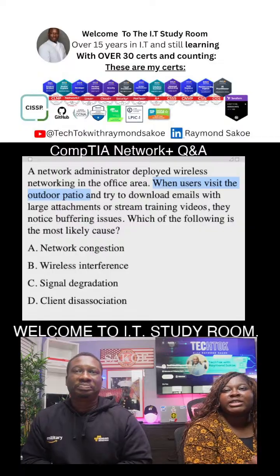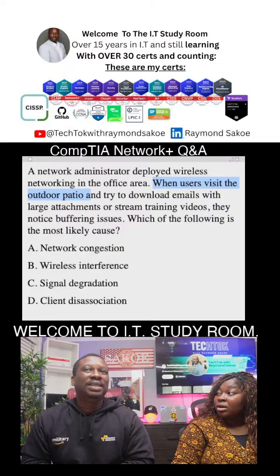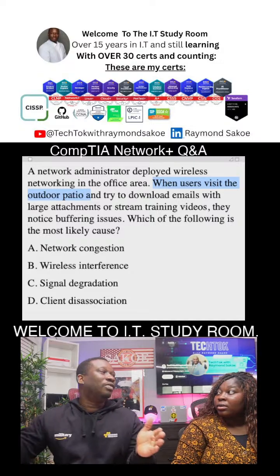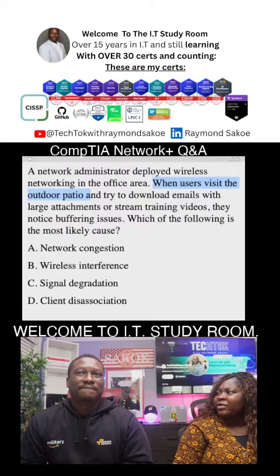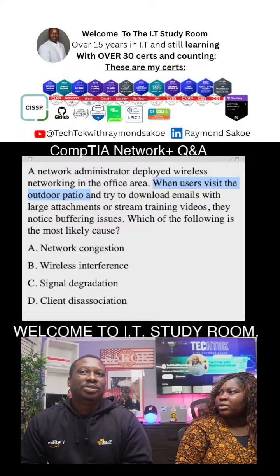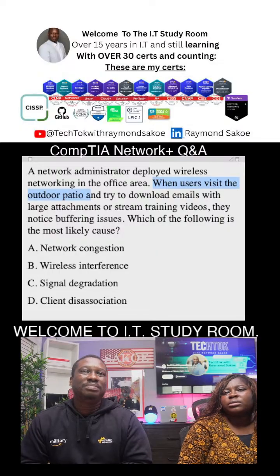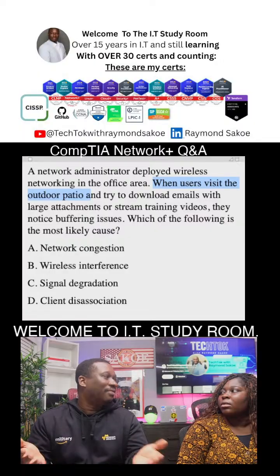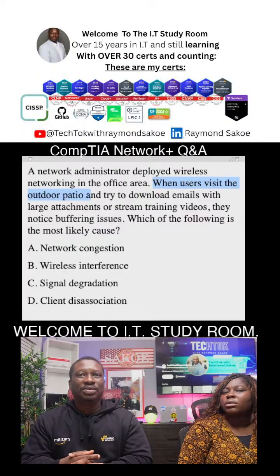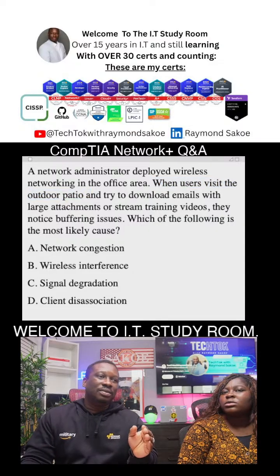Because it's an outdoor patio, we're assuming that the wireless is working and that the user is further away from the wireless access point. So why is it not wireless interference if they are far away? Wireless interference doesn't matter whether you are far away or close; you're still going to have issues. But in this case, it's signal degradation.